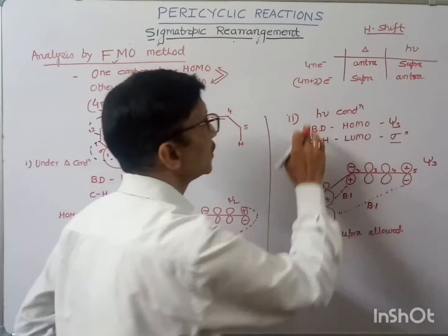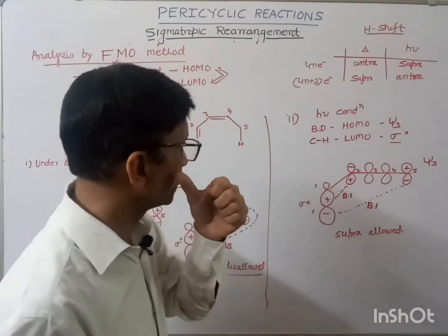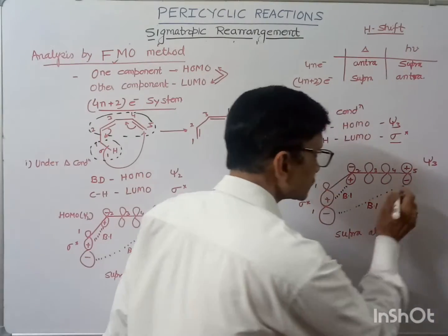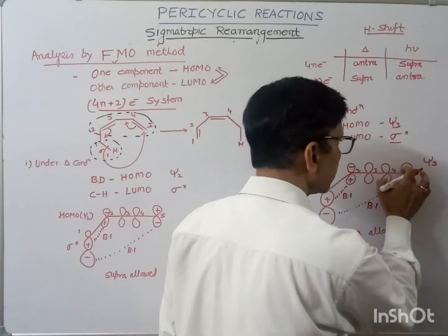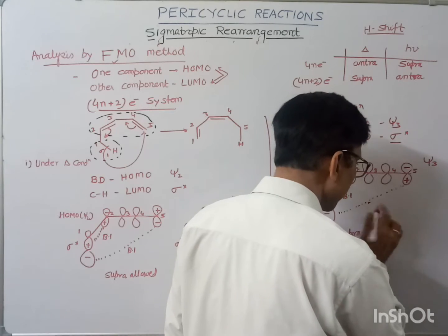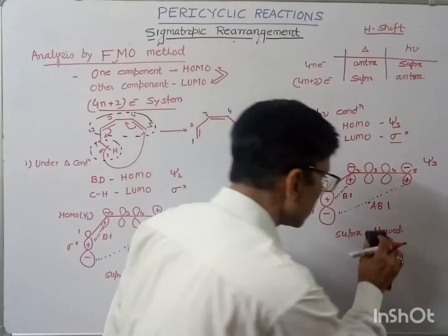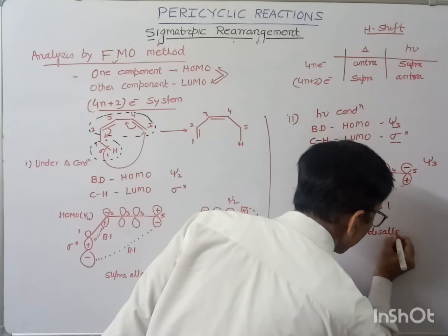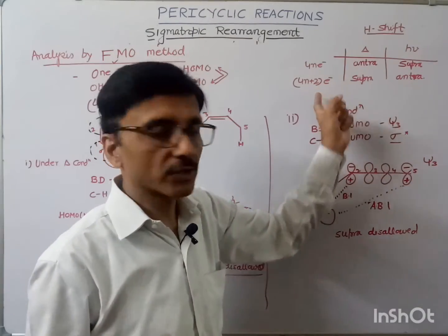In photochemical condition for 4n plus 2 electron system, so this is actually plus. For psi3, the end orbitals should have the same sign, and this will be minus. Okay, now if you will see the suprafacial, then anti-bonding interaction is taking place over here, anti-bonding interaction, and that's why supra is disallowed in this case. Supra is disallowed, means intra should be allowed. Intra is allowed under photochemical condition for 4n plus 2 electron system.